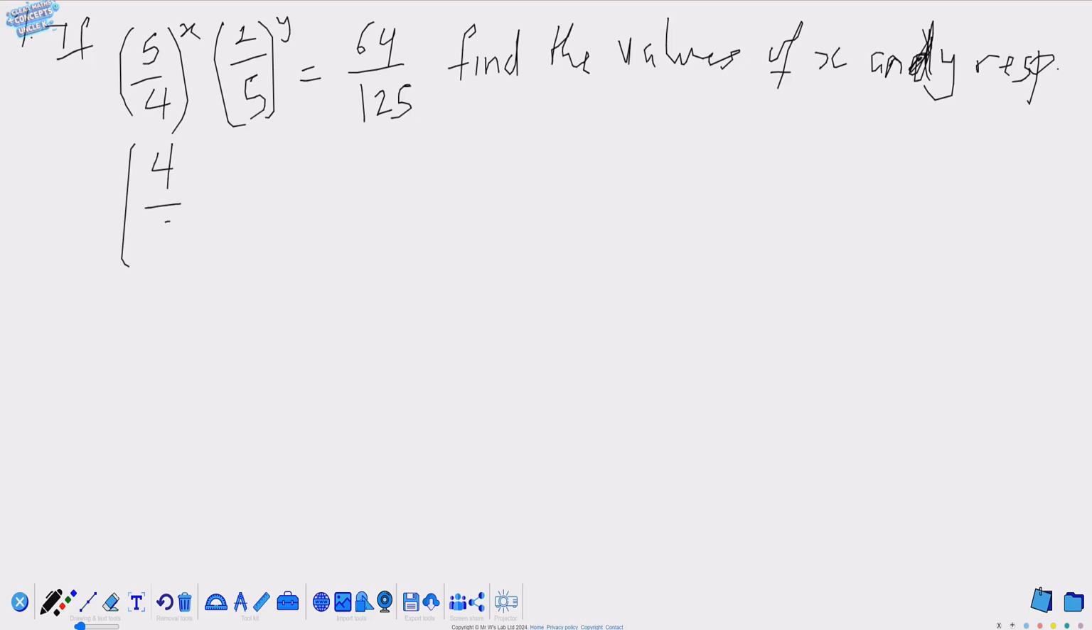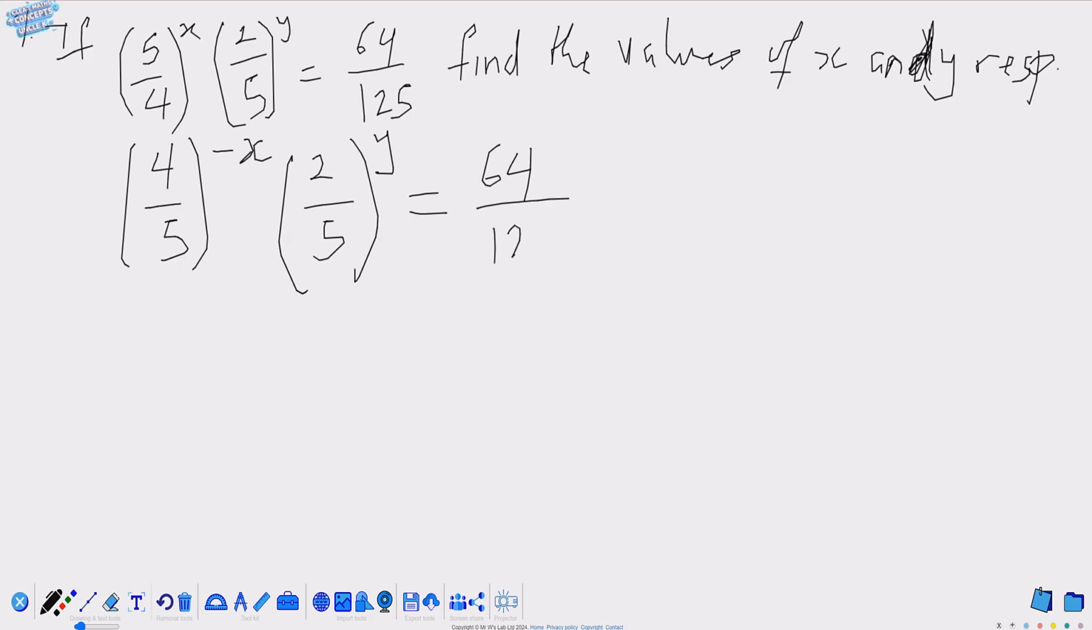First of all, you have to flip this and change the sign so that they will be consistent. Now when you see a question like this, it's actually a simultaneous equation. When you're asked to find both x and y, or you have two variables, it's a simultaneous equation. And why did I do that? Because 4 can be expressed as a power of 2, 2 is a power of 2, and 64 can also be expressed as a power of 2.